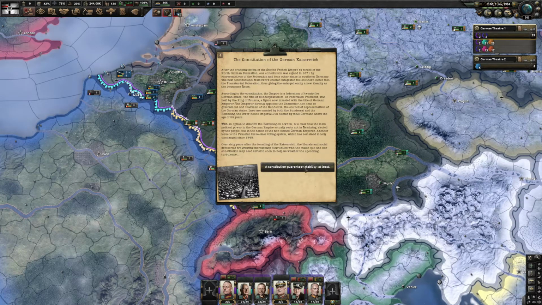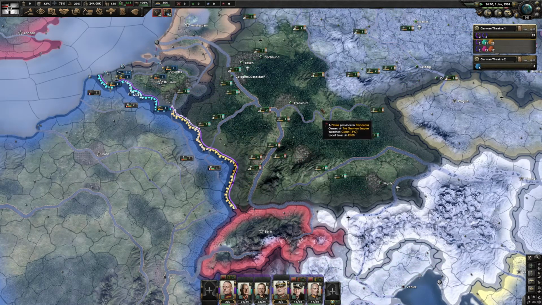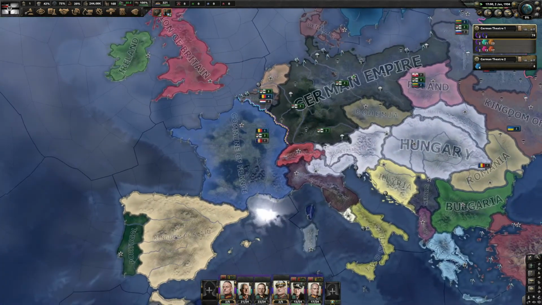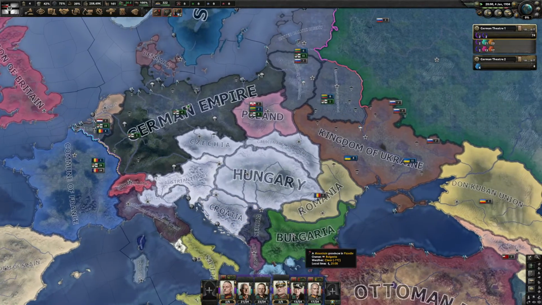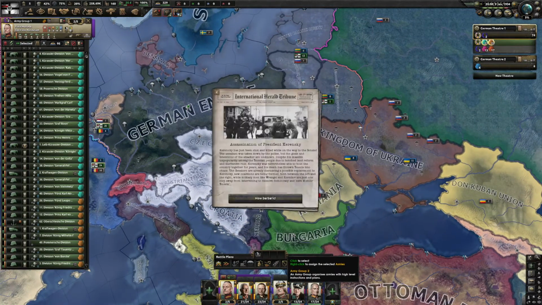Well, a constitution guarantees stability at least, right? Right? Yeah, not so much. As you can see, the German system is more than a little bit, shall we say, autocratic.